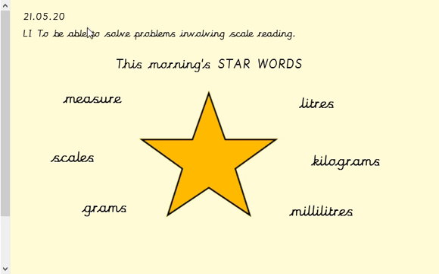And our learning intention this morning is being able to solve problems involving scale reading. Okay, so we're going to be looking at scales this morning, and it's measuring. We've got scales, we've got grams because we're dealing with weight, milliliters because we're also dealing with liquid, kilograms and litres.